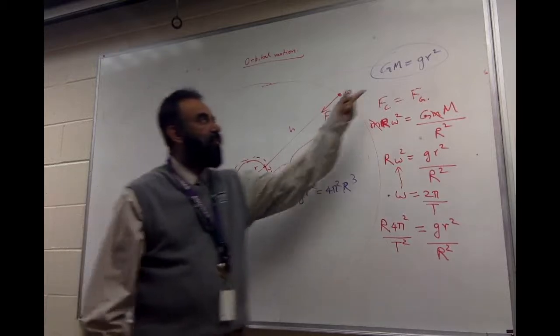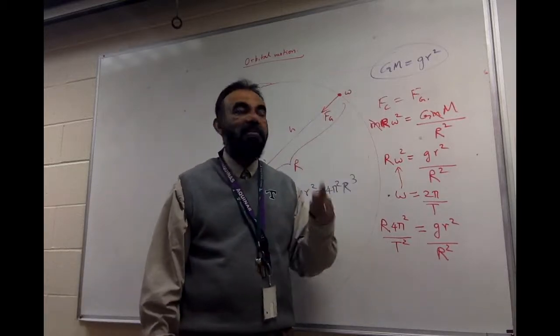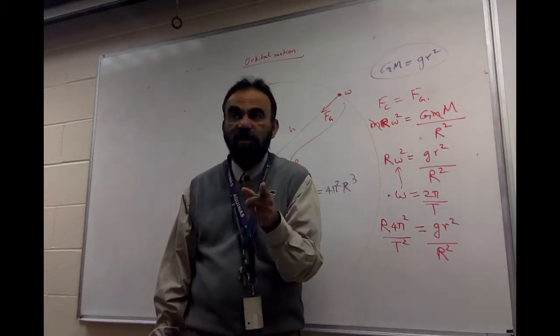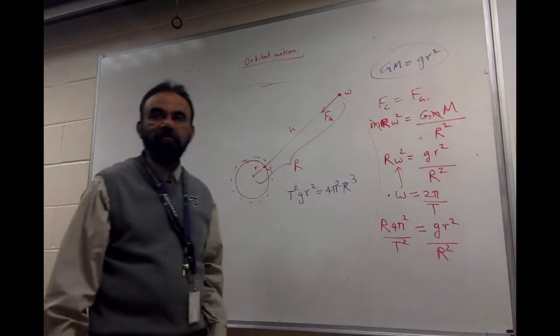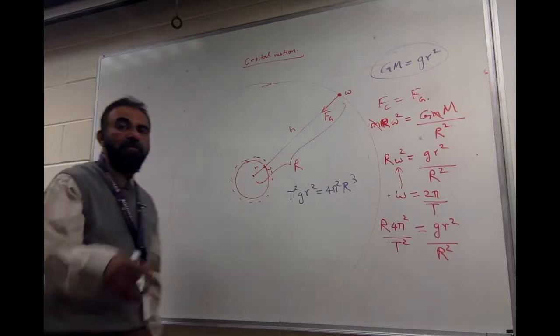Because sometimes they won't tell you what is the mass of the planet. Instead, they tell you the acceleration due to gravity on the surface of the planet and the radius. So then just get rid of these two with that. Make sense? So it depends on what is given to you.